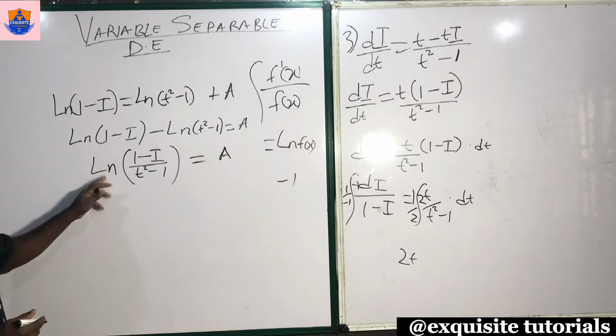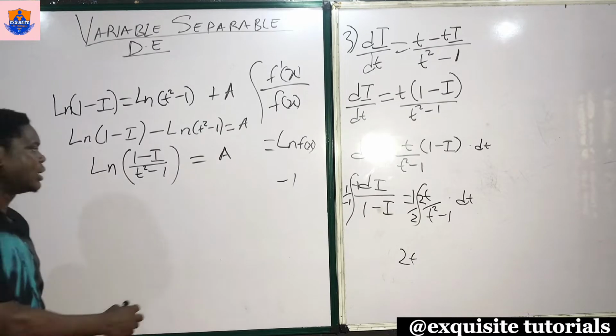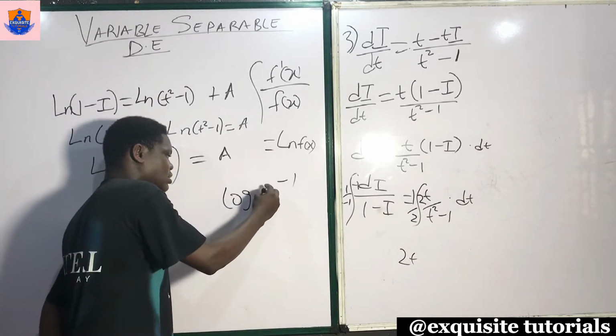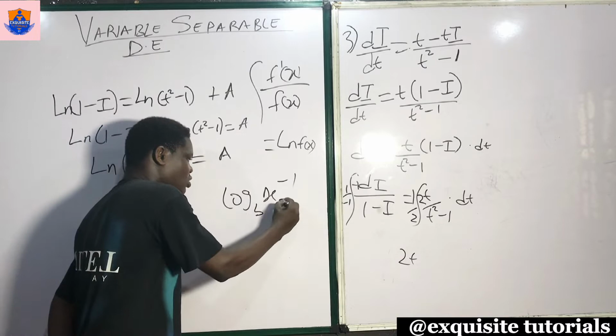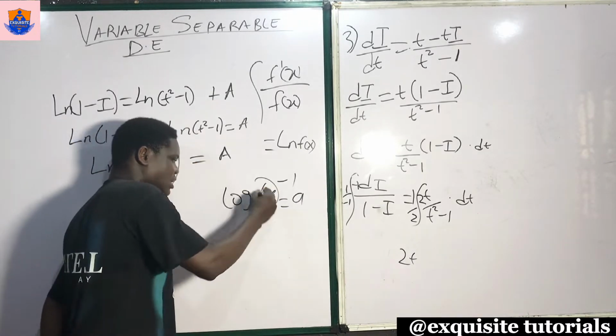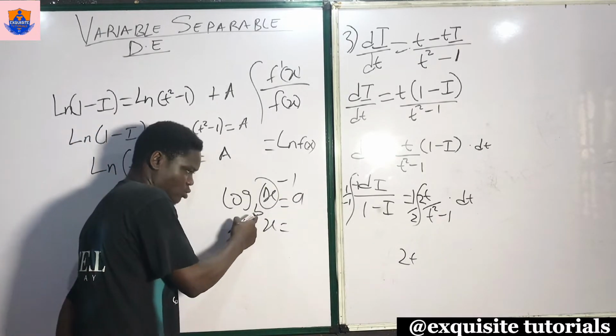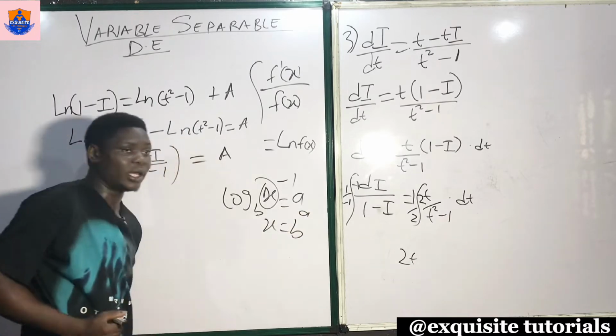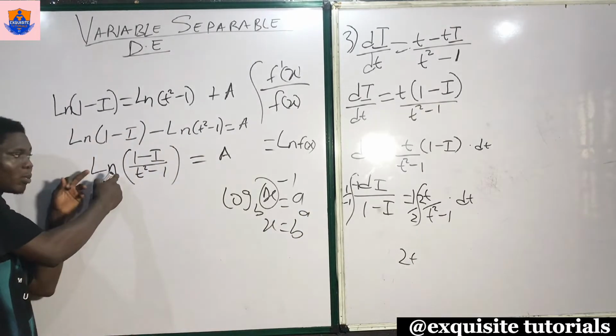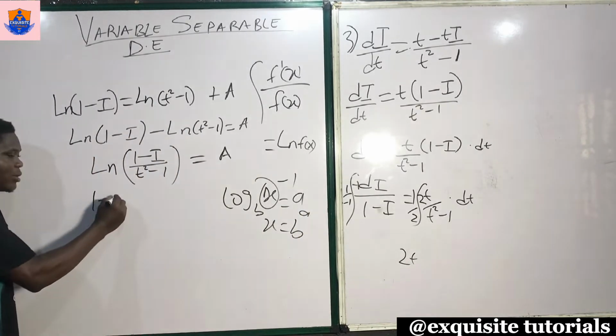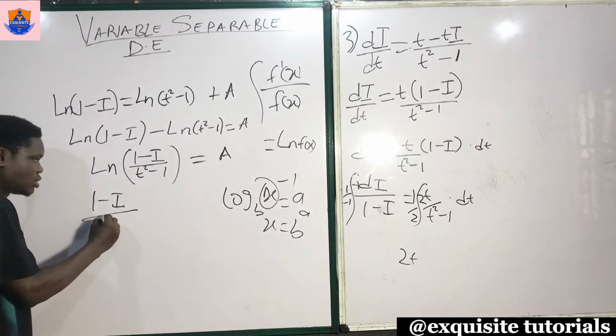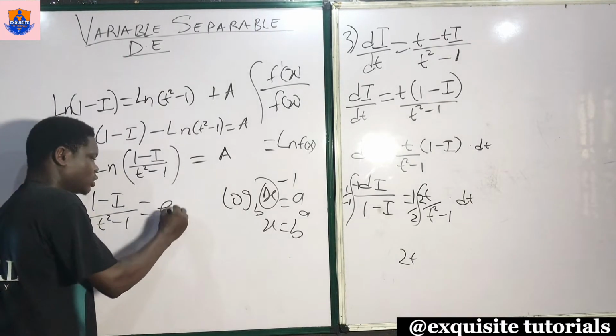So this will give you a. Now how do I remove this ln? Remember that when you have the log of, let's say, x with base b equals a, when you want to get x, you simply raise b to the power a. So this is actually log base e. So I have (1 minus y) all over (t squared minus 1) is equal to e to the power a.